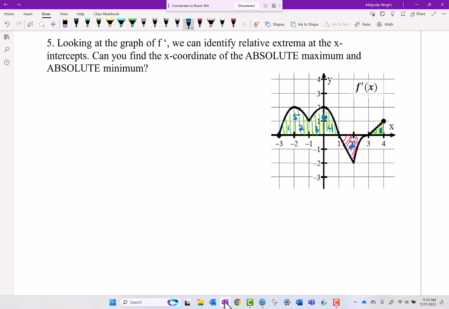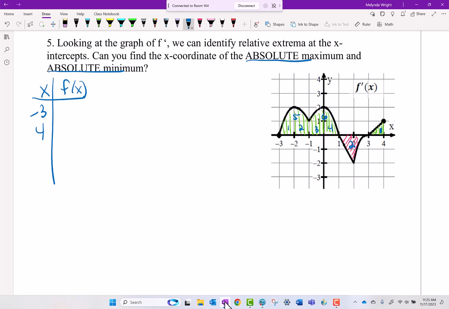So when I'm looking for absolute extrema, I'm still looking at the candidates. Okay, I'm going to write, and we don't even know the values of f. We don't know what they are, but I'm going to write down the candidates. So the candidates are the endpoints. So I've got -3 and 4. And they're also the critical numbers. The critical numbers are where f prime equals 0.